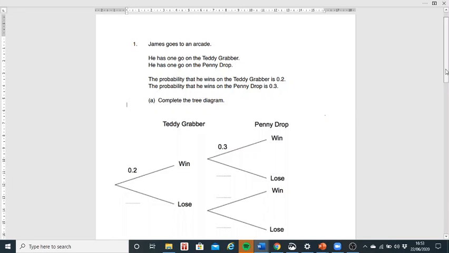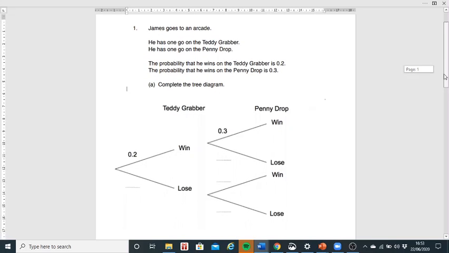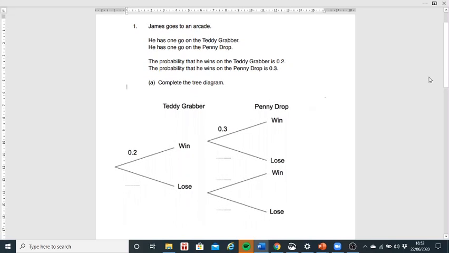James goes to the arcade. He has one go at the teddy grabber and one go on the penny drop. The probability he wins the teddy grabber is 0.2. That means the probability he doesn't win is 0.8. Remember, we can do 1 minus to get this. The probability he wins in the penny drop is 0.3. That means the probability he doesn't win is 0.7. Same thing, we can do 1 minus 0.3 to give 0.7.